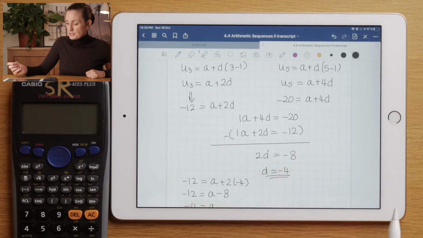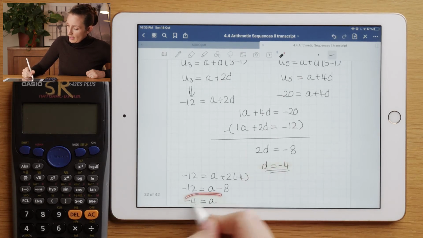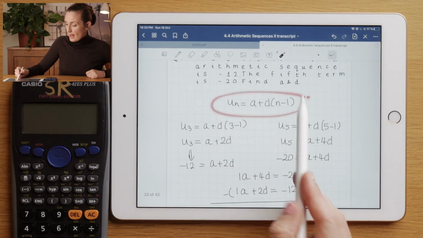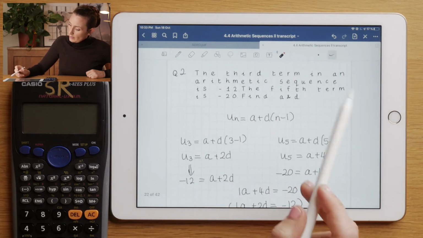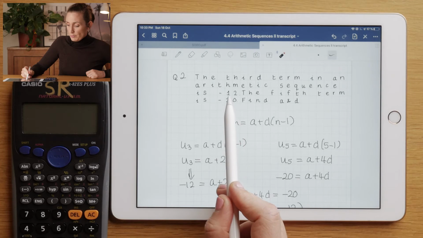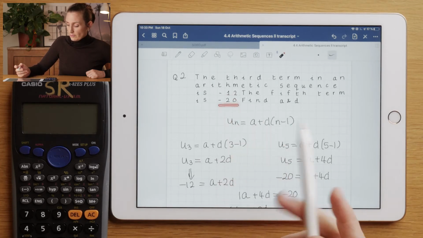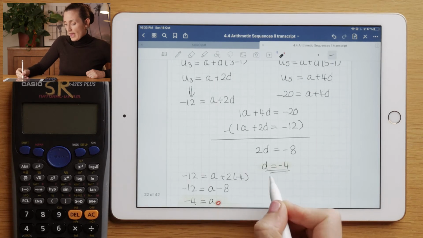If you weren't sure and you wanted to check, what you could do is plug the a and the d back into the nth term and check you got minus 12 and minus 20 when you plugged in n equals 3 and n equals 5 with this specific a and d.